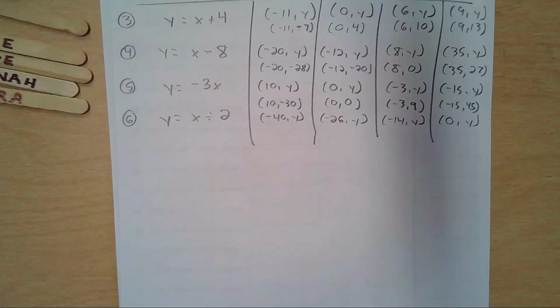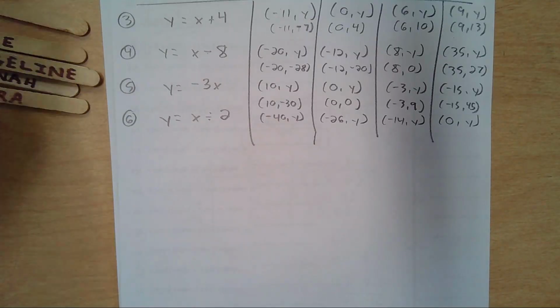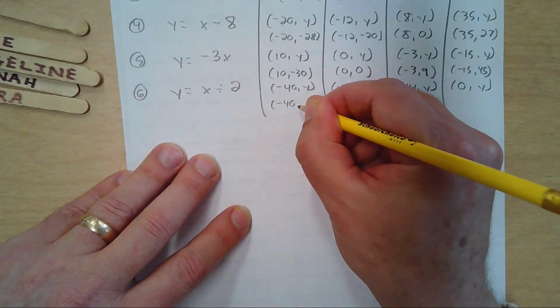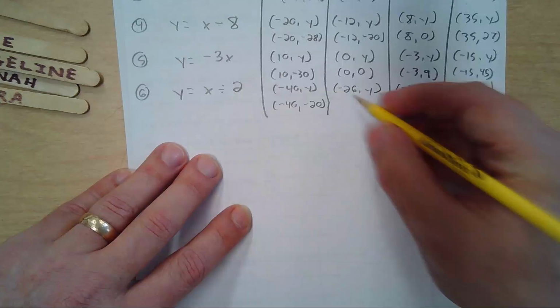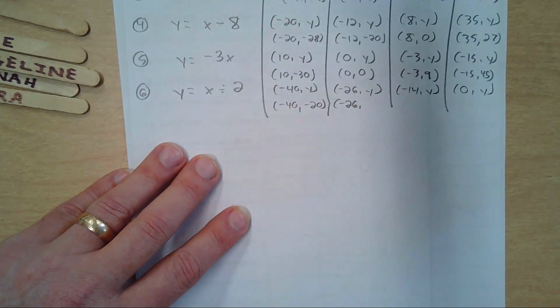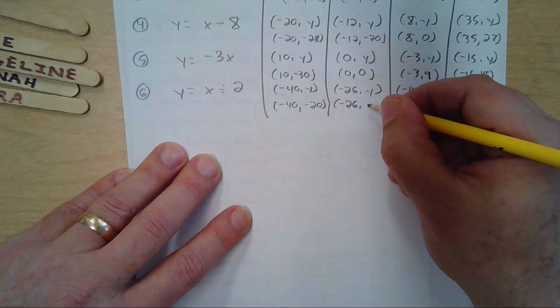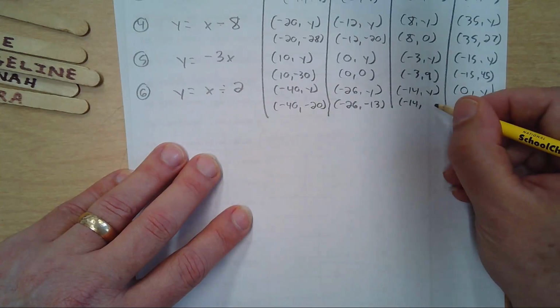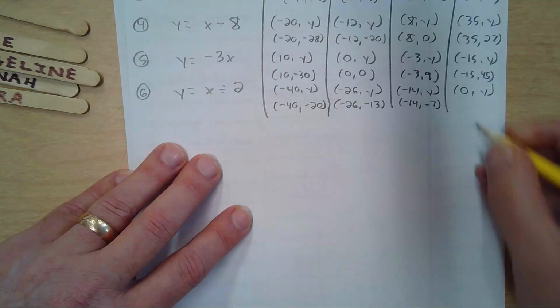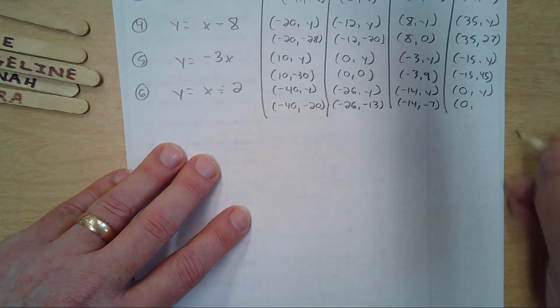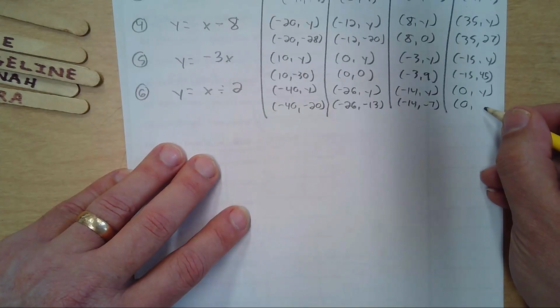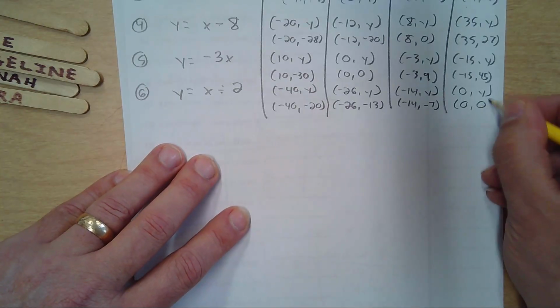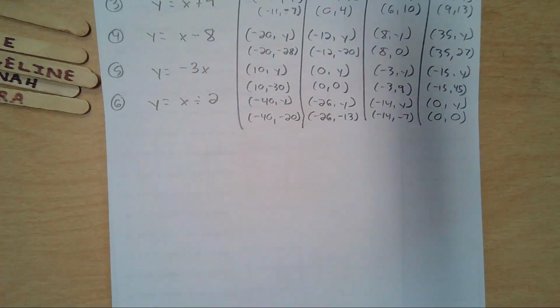All right. So what are my missing values? Evangeline. Negative 40 and negative 20. Yep. And then negative 26 and negative 13. Negative 14 and negative 7. Good. And then 0 and 0, since 0 divided by 2 is 0. Anything divided into 0 is 0.